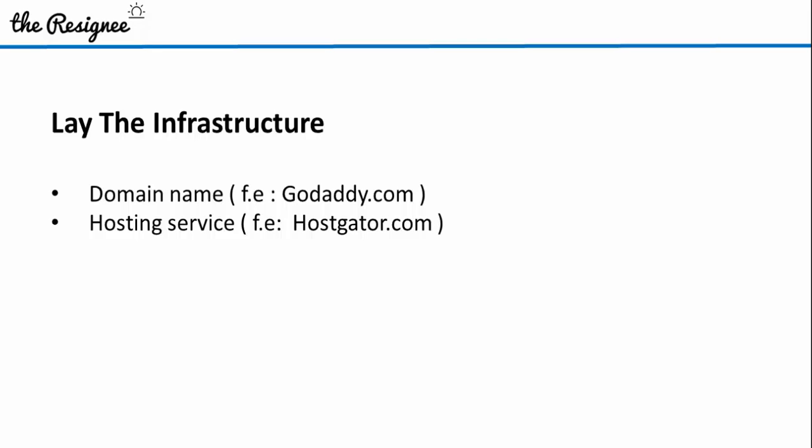The domain name is practically the address where you will point your users to. For example, theresignee.com. That's the domain name. Pick one that you like and it's representative for your selected niche. The hosting service is basically the online space that you will use to store your files that will form your blog.